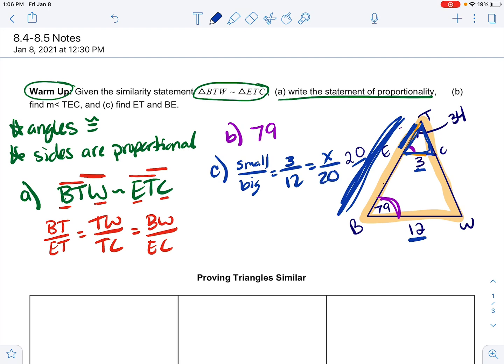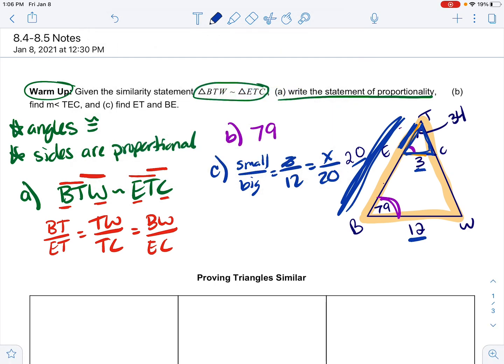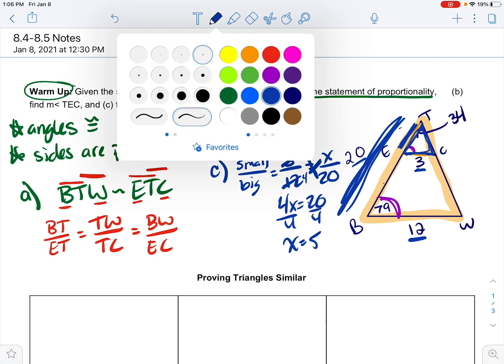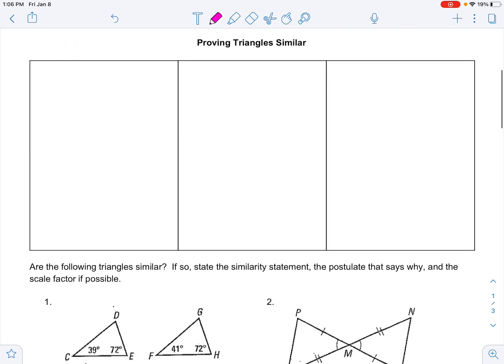Remember, you are welcome to simplify fractions before you cross multiply. So if I do that, I can pull a 3 out of 3 and 12 to get 1 over 4, and then cross multiply. 4 times x is 4x, 1 times 20, so equals 20. Divide each side by 4, and x equals 5. That means ET we found to be 5. If ET is 5 and this whole side is 20, what's left for BE? 15.